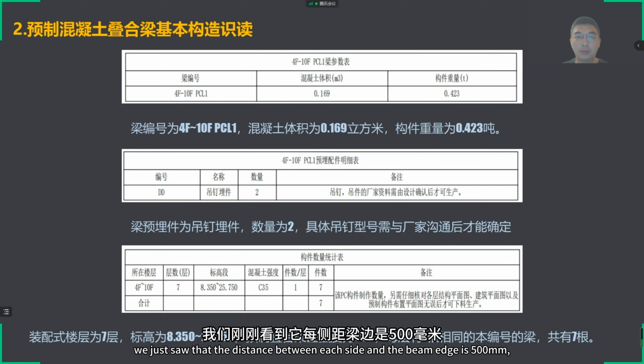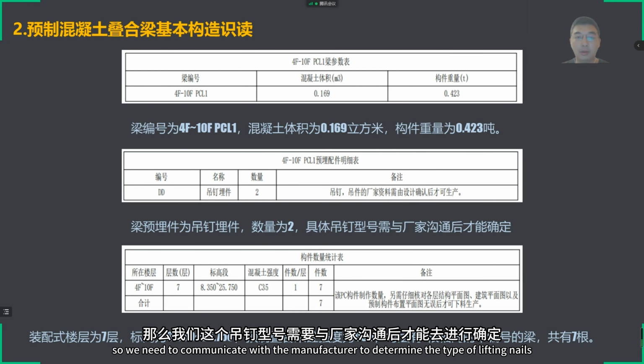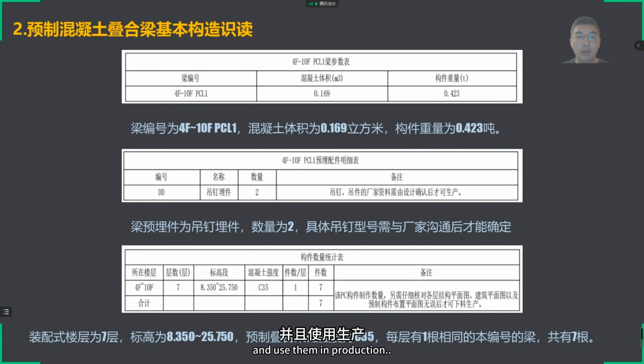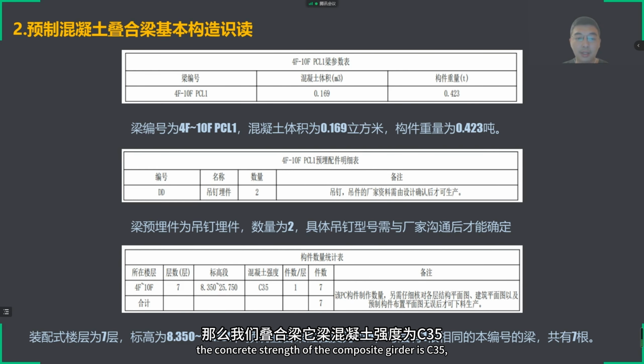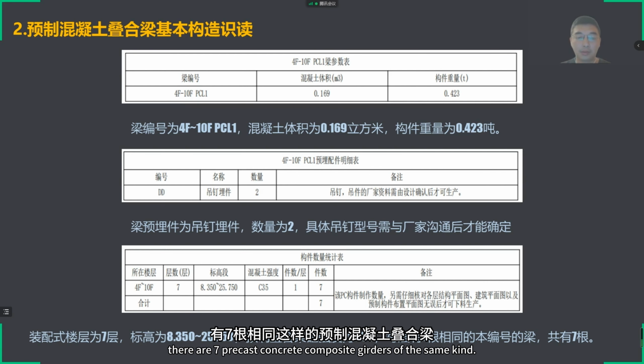We just saw that the distance between each side and the beam edge is 500 millimeters. So we need to communicate with the manufacturer to determine the type of lifting nails and use them in production. The decorative floor of this project is 7 floors. The elevation is 8.350 to 25.750. The concrete strength of the composite girder is C35. Then each floor has a girder of the same number. Then, in total, there are 7 precast concrete composite girders of the same kind.